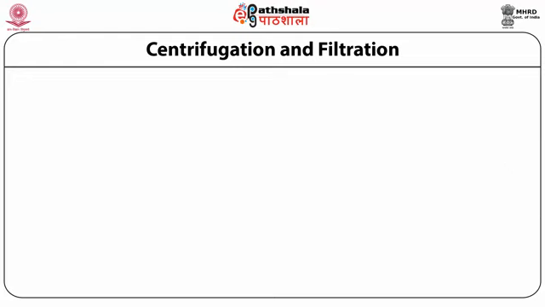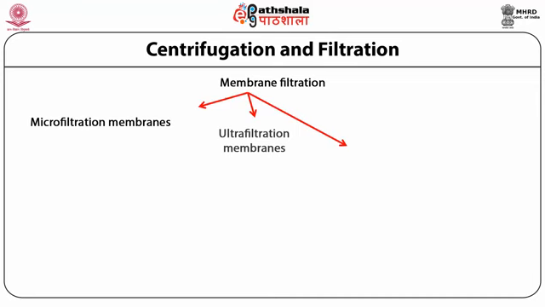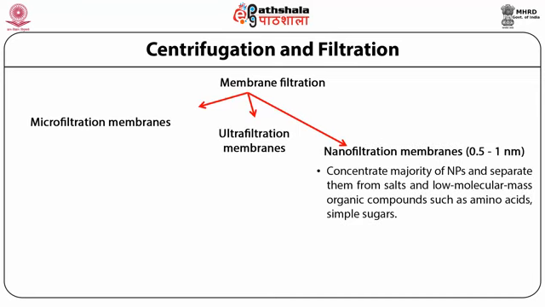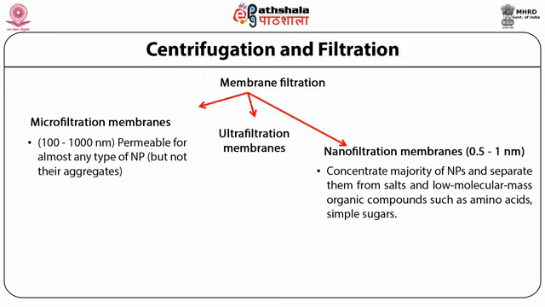The second type of filtration separation method is membrane filtration. Now it can be microfiltration, ultrafiltration or nanofiltration depending upon the pore size. When it is 100 to 1000 nanometer pore size, we call it microfiltration. When it is 1 to 100 nanometer, we call it ultrafiltration. When it is 0.5 to 1 nanometer, we call it a nanofiltration membrane.